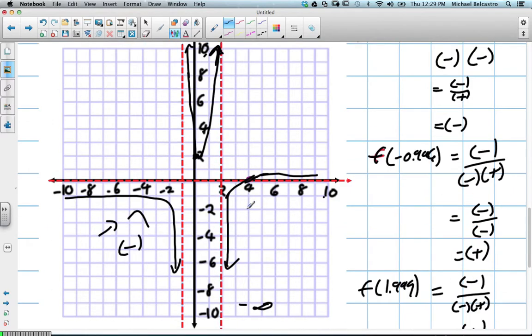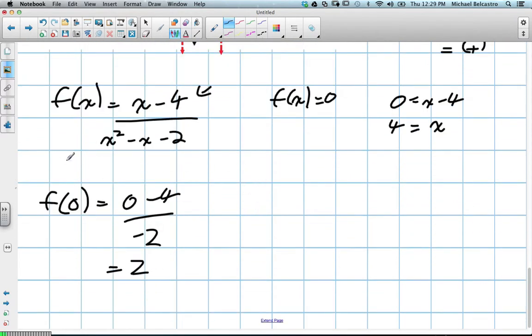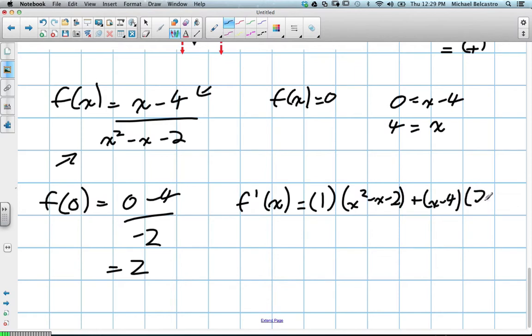The next step we need to do is find the derivative of this function. The derivative will give us critical values, so when the slopes of this function are equal to 0. So we're going to differentiate f at x. So f prime x is equal to the derivative of the top, which is 1, multiplied by x squared minus x minus 2, plus x minus 4 multiplied by 2x minus 1, all over x squared minus x minus 2 squared.